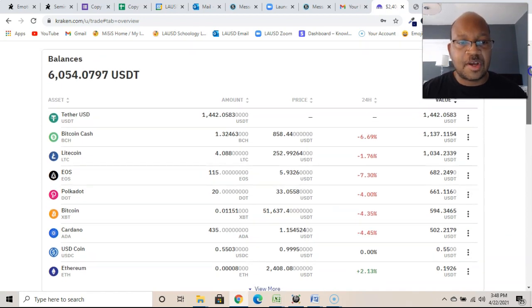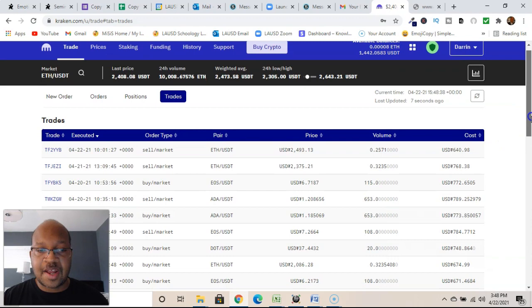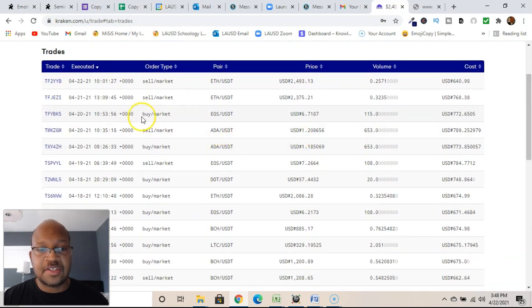All right, so getting back to your trades right here, let's see what happens when an order is purchased. This is a buy order of EOS at $6.71, rounded up maybe $6.72, 115 amount volume. That's how much of it I accrued, and it cost me $772.65. So when this sells, I'm going to put data into a spreadsheet that I've designed, and that's going to tell me the difference between what I bought it for here and what it sold for.